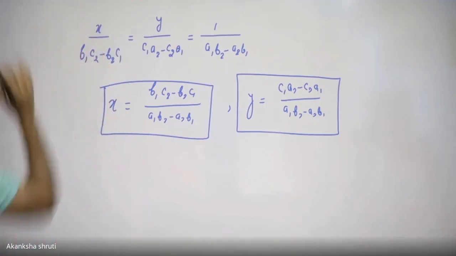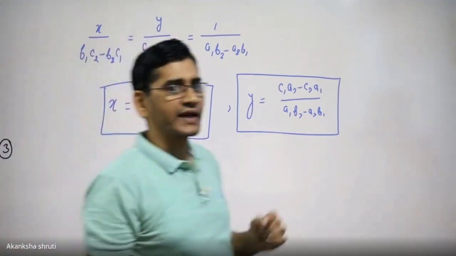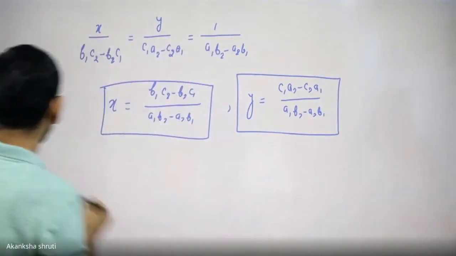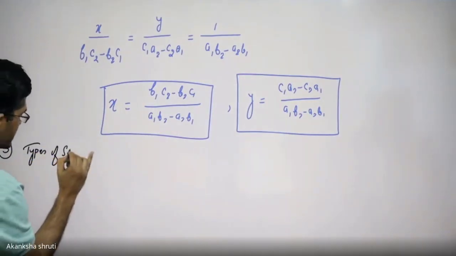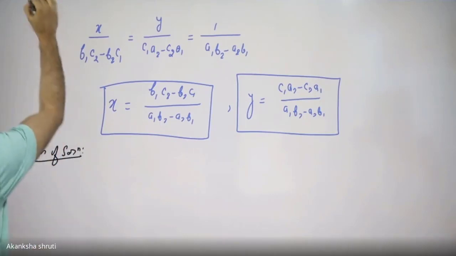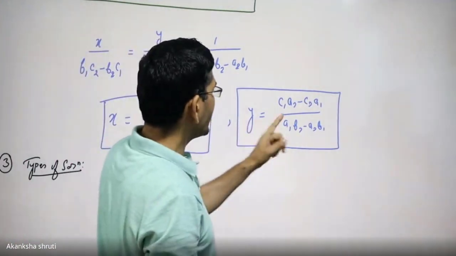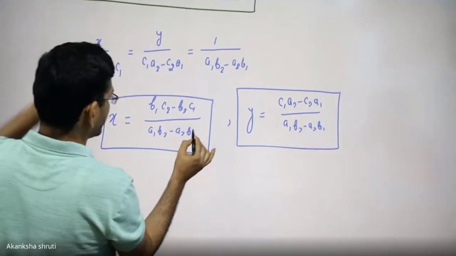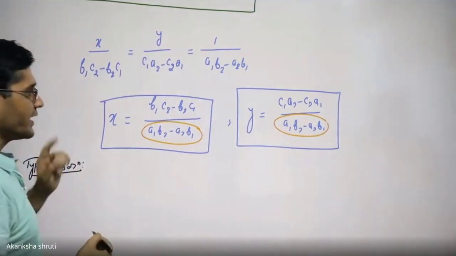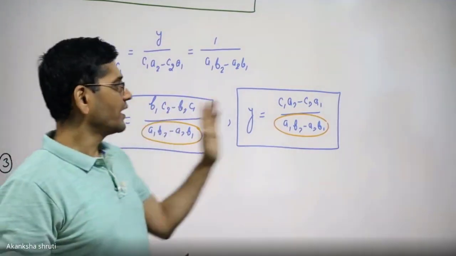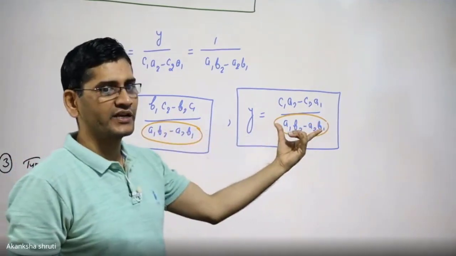from this one more thing can be concluded. What is that? The type of solution can be predicted from this. Students, so write: types of solutions. Here we have observed that in the denominator of both x and y, this term is the same. It means that whether x and y are possible or not will be decided by the denominator.